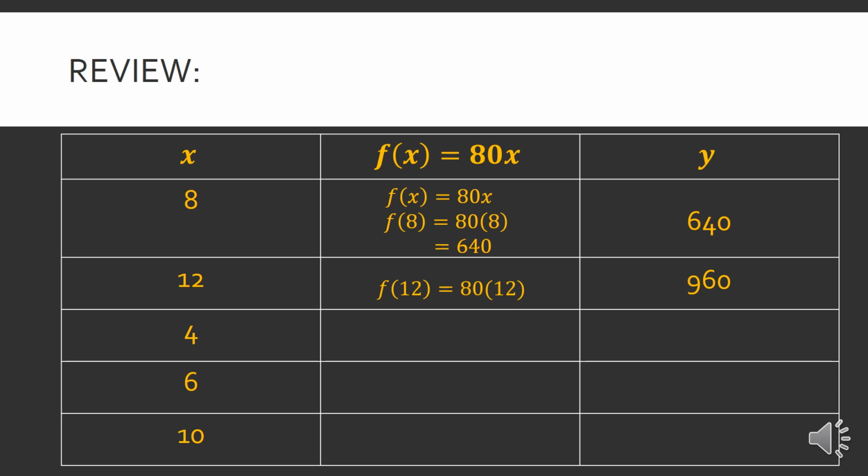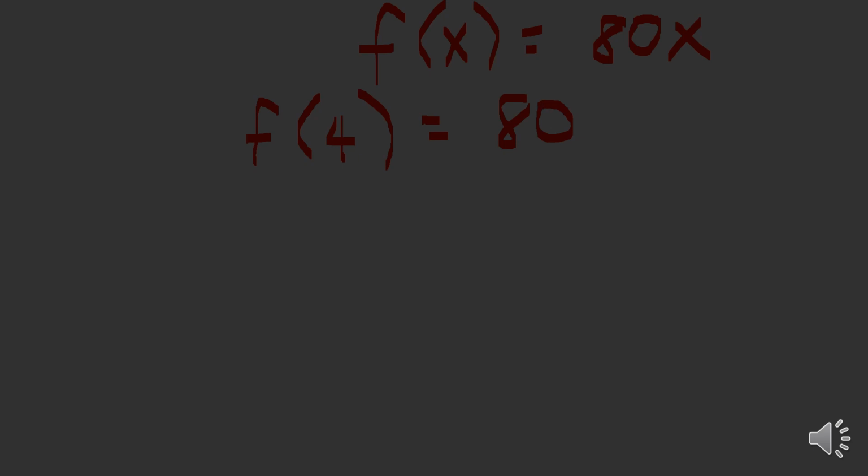While if x is equal to 4, what will be the value of y? So let's go back to our function. Function of x is equal to 80x. Suppose the worker works for only half a day, for only 4 hours. So that will be the f of 4. So 80 times 4, and that will be equal to 320. So therefore, if the worker will work for 4 hours, he will earn 320 pesos.